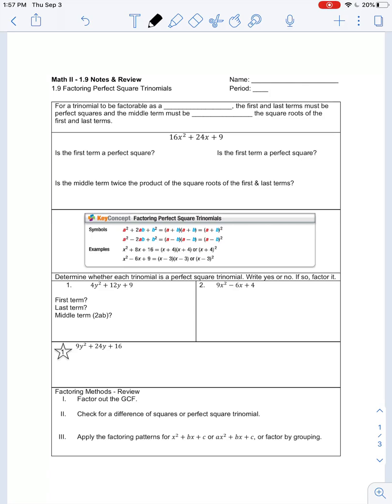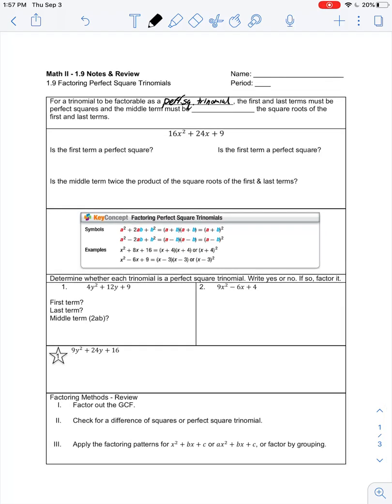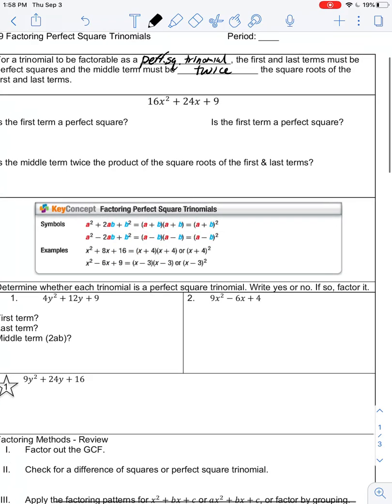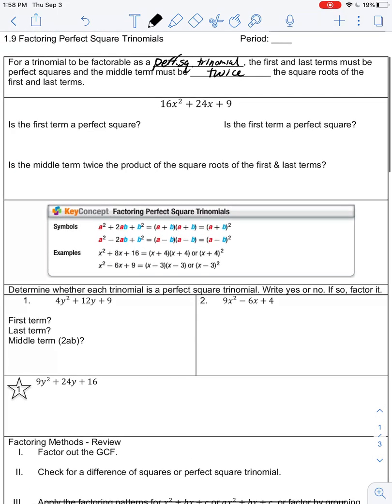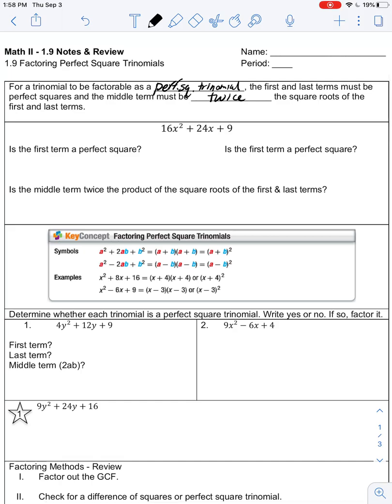For a trinomial to be factorable as what we call a perfect square trinomial, the first and last terms need to both be perfect squares, and the middle term needs to be twice, so 2 times the square roots of the first and last terms. So what does that actually mean?